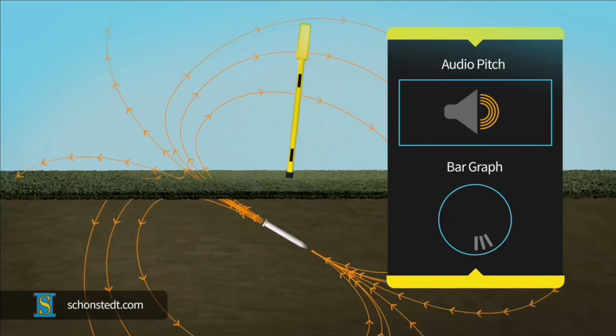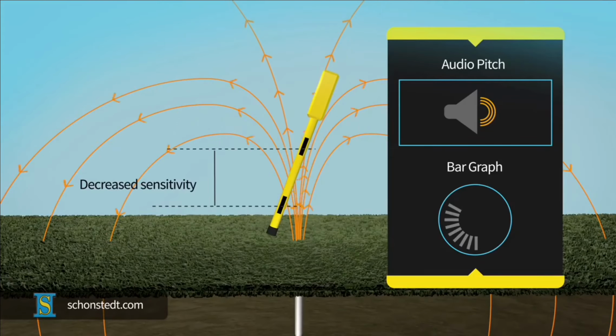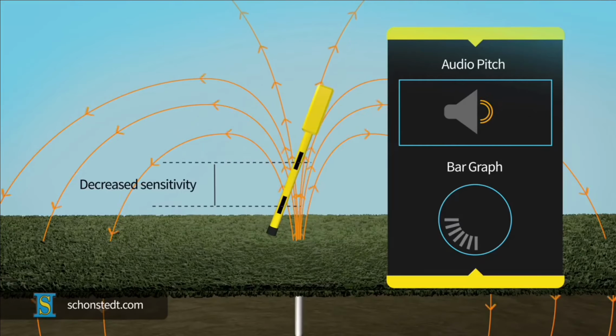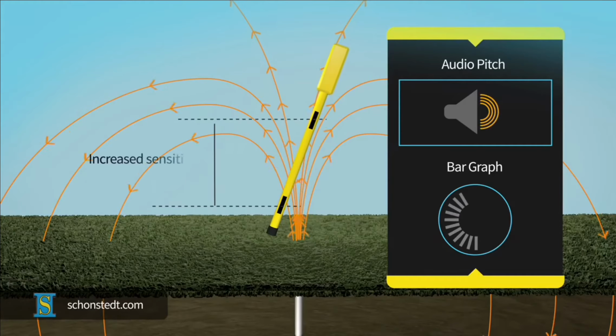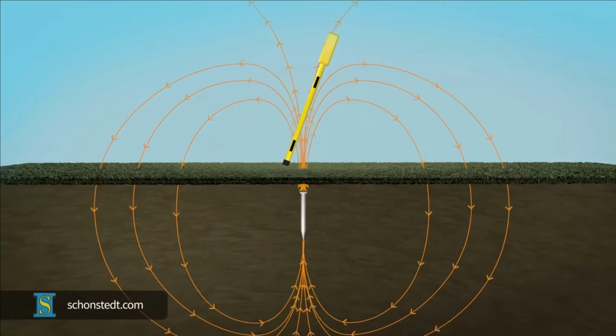The fixed spacing between the sensors determines the overall length of the locator and has an impact on the field difference detected, or the sensitivity of the locator. The further apart the sensors are, the more sensitive the locator is.